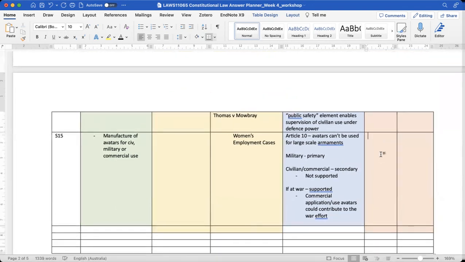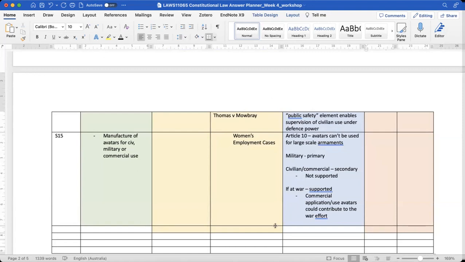Same thing with section 15. We've suggested the external affairs power is just not going to work here, so that's gone. The military use falls within the primary aspects of the defense power. We'd seem pretty happy that would be supported. And so if that's the case, that element of section 15 is constitutionally valid. The civilian elements, we've said, fall within the secondary aspects. And so if we're in peace, they wouldn't be validly supported.